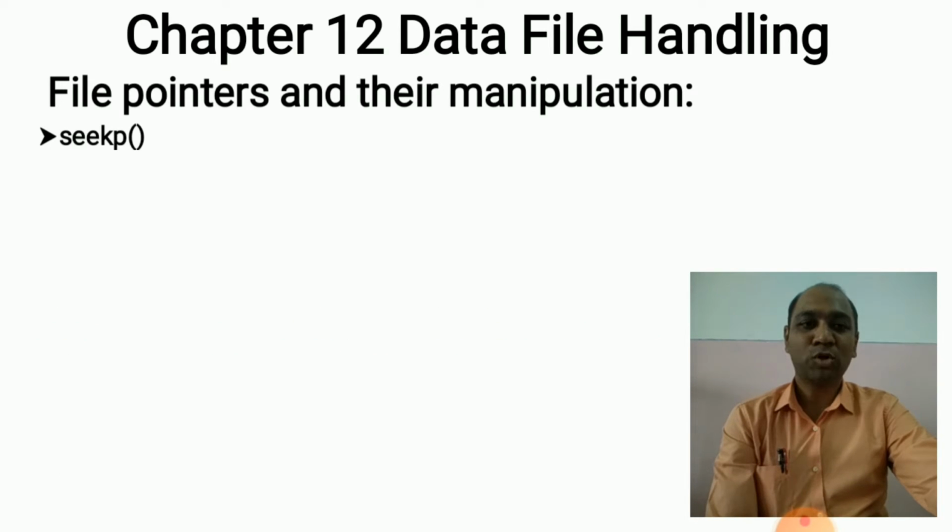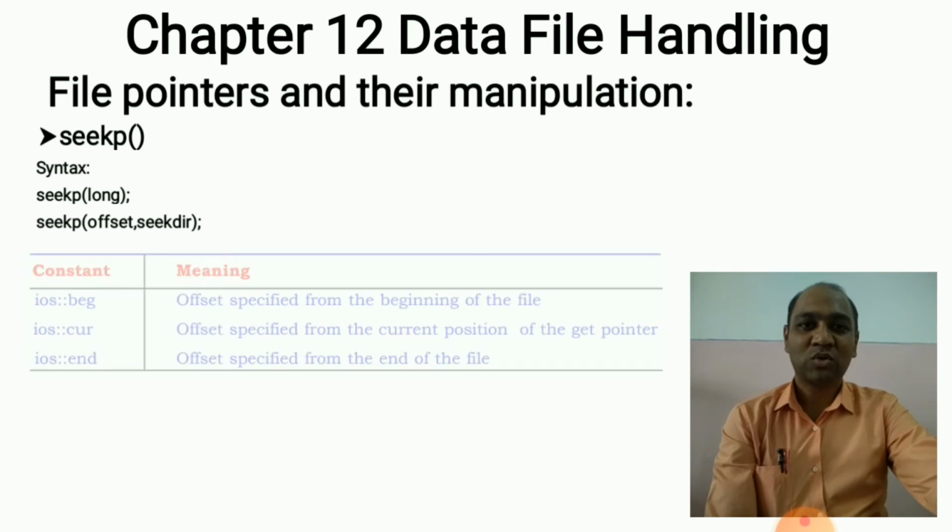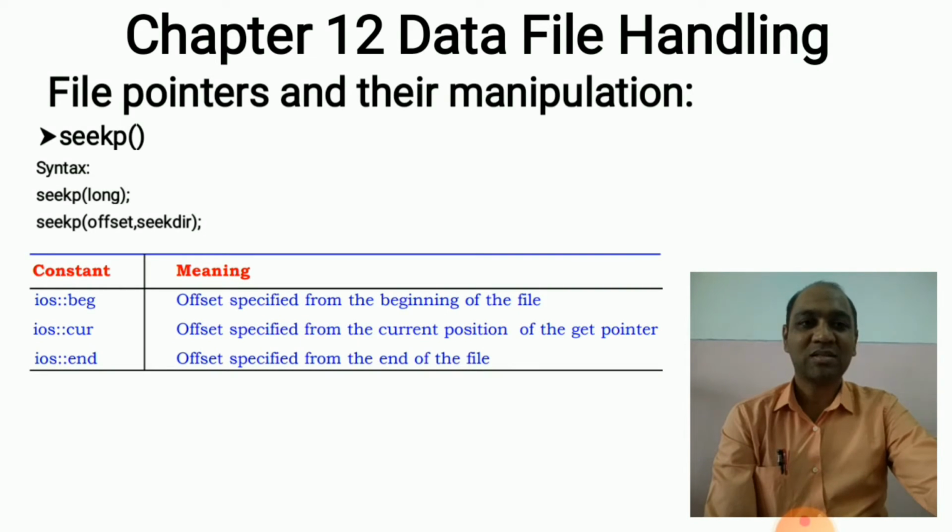So here it is a put pointer that moves from the 0th byte to the specified position. So let us take the syntax here. seekp(long). Long is what? Long is an integer number that specifies the number of bytes. Next, seekp(offset, seekdir). So here offset is a long type of data and seekdir is the constants, that is beginning, current location and end of the file. So let us continue with the same constants and the same meaning as that of the seekg function.